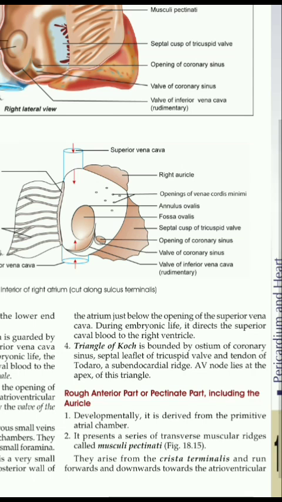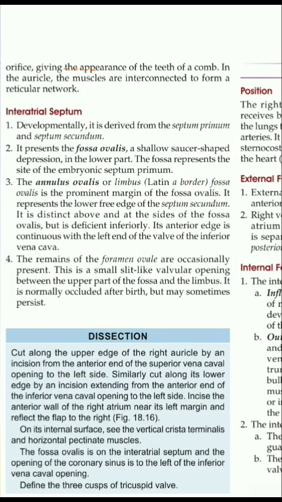The triangle of Koch is bounded by the ostium of the coronary sinus, the septal leaflet of the tricuspid valve, and the tendon of Todaro. The rough anterior part, or pectinate part, including the auricle, is developmentally derived from the primitive atrial chamber. It presents a series of transverse muscular ridges called musculi pectinati. They all rise from the crista terminalis and run forwards and downwards toward the atrioventricular orifice, giving the appearance of the teeth of a comb. In the auricle, the muscles are integrated to form a reticular network.